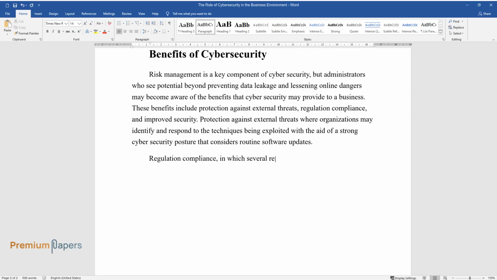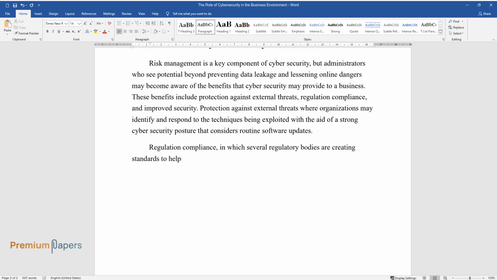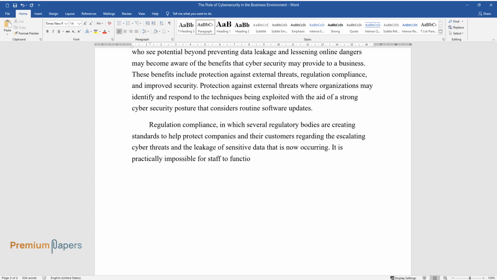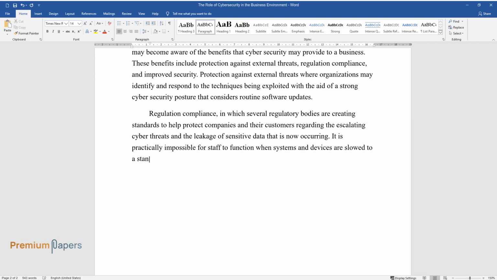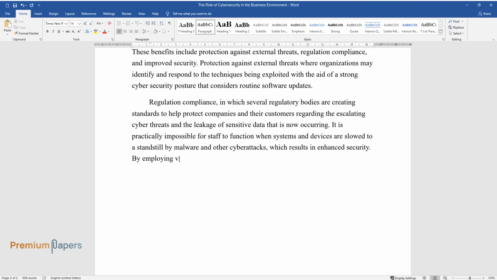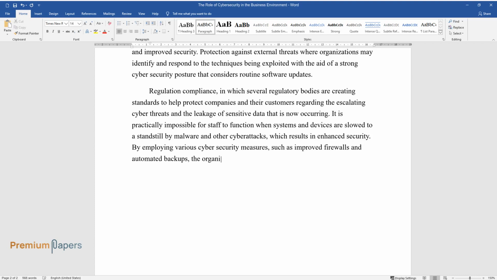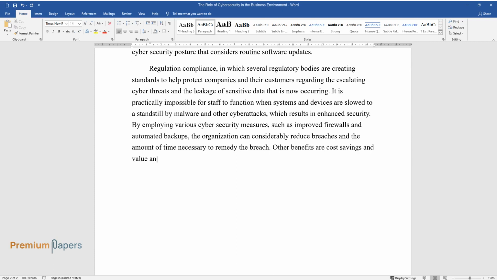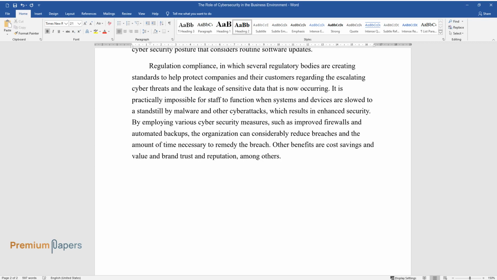Regulation compliance, in which several regulatory bodies are creating standards to help protect companies and their customers regarding the escalating cyber threats and the leakage of sensitive data that is now occurring. It is practically impossible for staff to function when systems and devices are slowed to a standstill by malware and other cyber attacks, which results in enhanced security. By employing various cybersecurity measures, such as improved firewalls and automated backups, the organization can considerably reduce breaches and the amount of time necessary to remedy the breach. Other benefits are cost savings and value, and brand trust and reputation, among others.